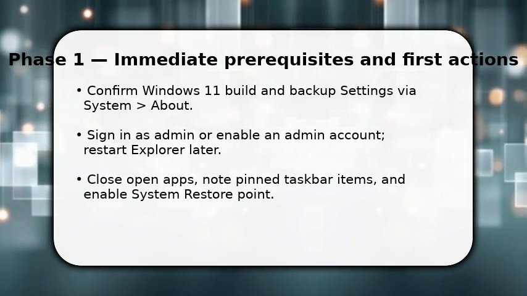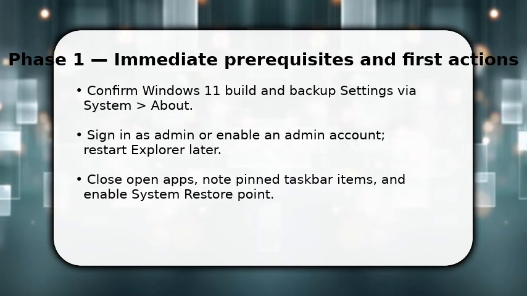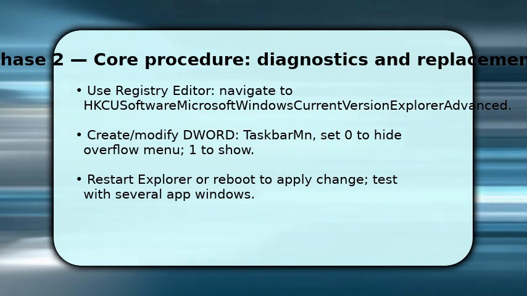Now you modify the registry to remove the Overflow menu. This directly alters taskbar behavior. In Regedit, go to the Advanced key and create or edit the DWORD that controls Taskbar Overflow. Set it to 0 to hide. Make sure to close Registry Editor only after confirming the value.